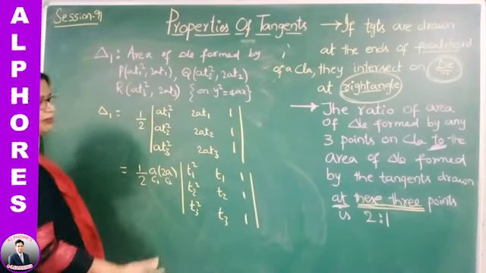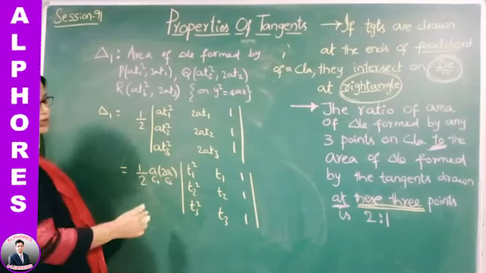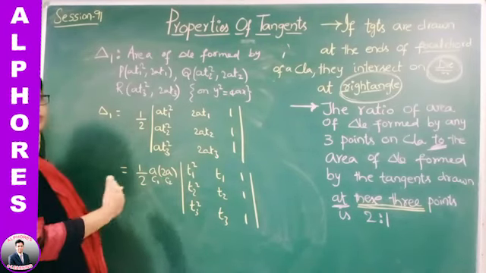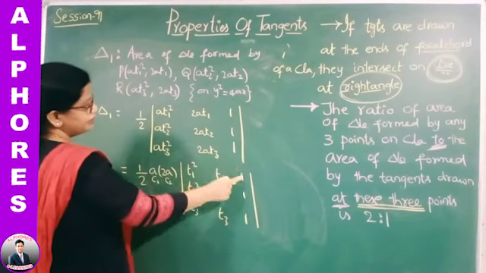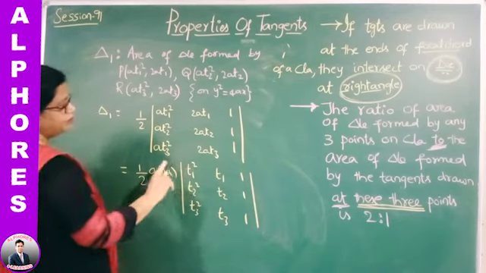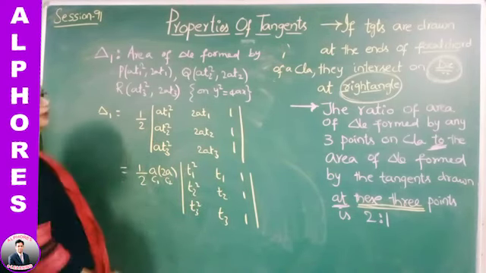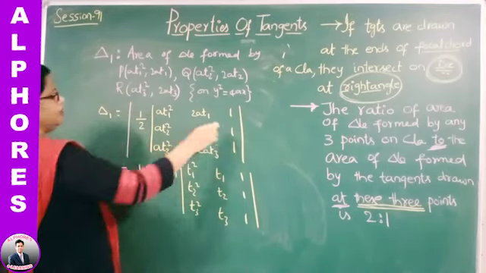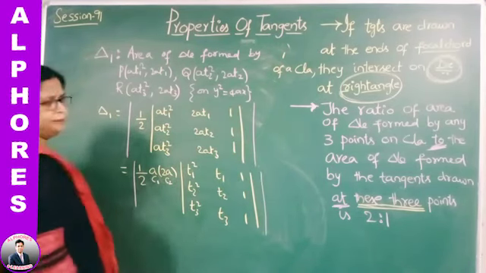Now you might have remembered the concept of determinant: the formula for the determinant with rows 1, a, a squared; 1, b, b squared; 1, c, c squared is a minus b into b minus c into c minus a. So if you interchange these two columns, the value of the determinant changes by sign. Anyhow, we have the mod symbol here. Area means you are using the mod symbol, so the final answer will be positive only.